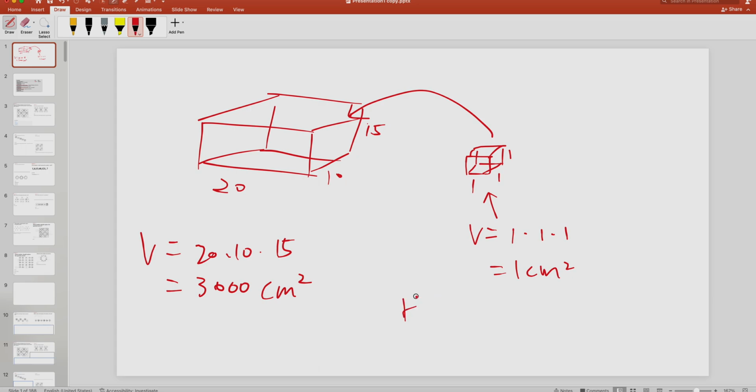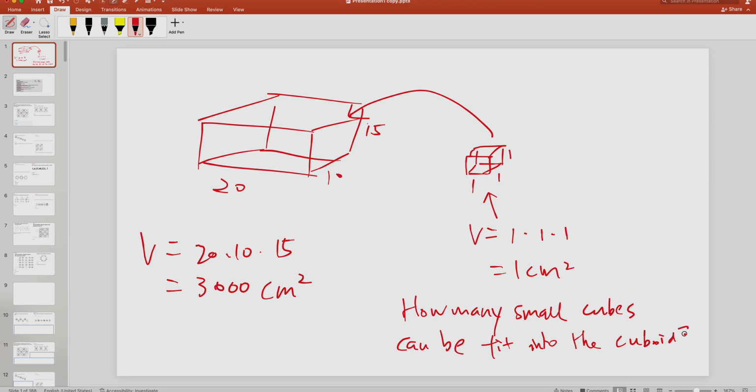the question is how many small cubes can be fit into the cuboid. So what do you do? You already have the volume of this thing. You also have the volume of this thing. So what's the next step to find how many small cubes?